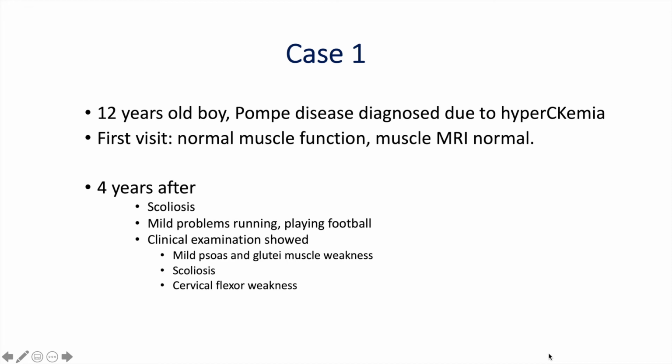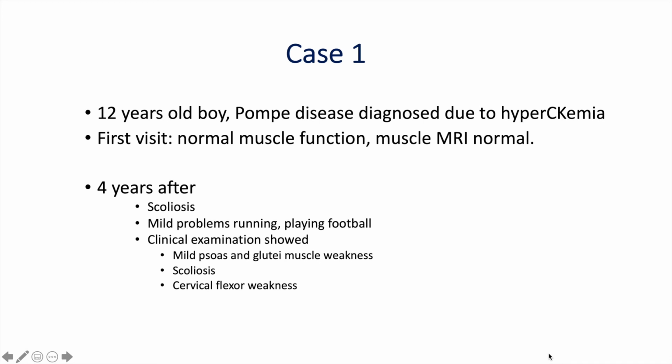We repeated the MRI 4 times, as with all the patients in the study, and we didn't detect fat at all. But 4 years after, when we finished the study, I remember that his dad called me and told me, I think that you need to see my son again because he has developed some scoliosis and then he has some problems running and playing football.